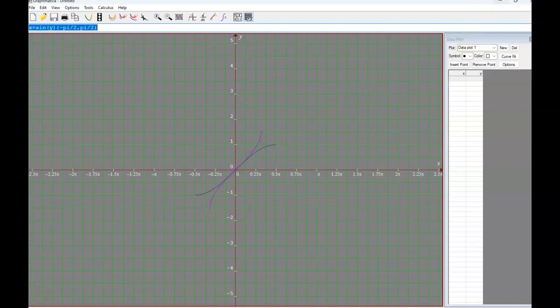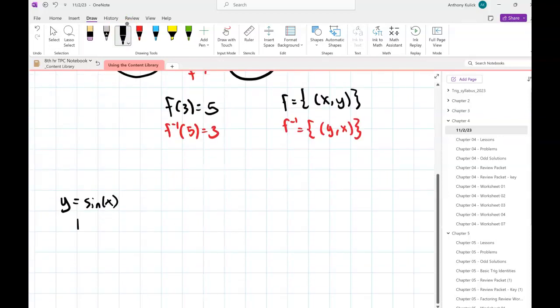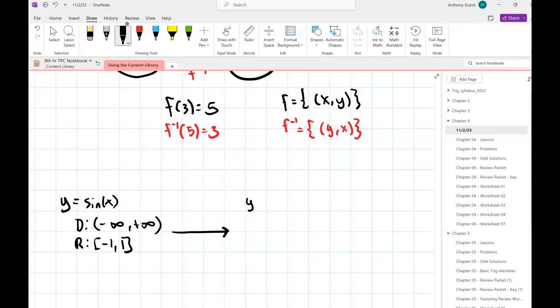So let's summarize what we just did graphically, right? We took sine x, which had a domain of all real numbers and a range from -1 to 1. We restricted its domain from -infinity to +infinity to -π/2 to +π/2. The reason we did that is that's the shortest domain whose range is still going to be -1 to 1.